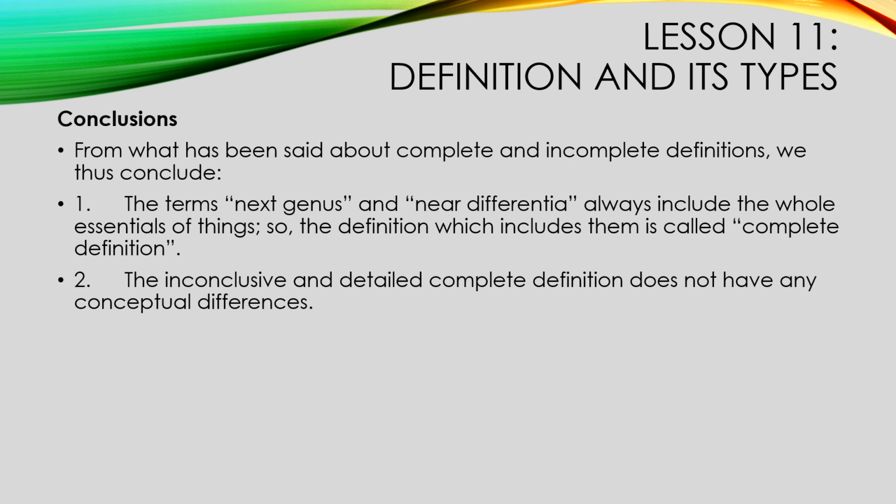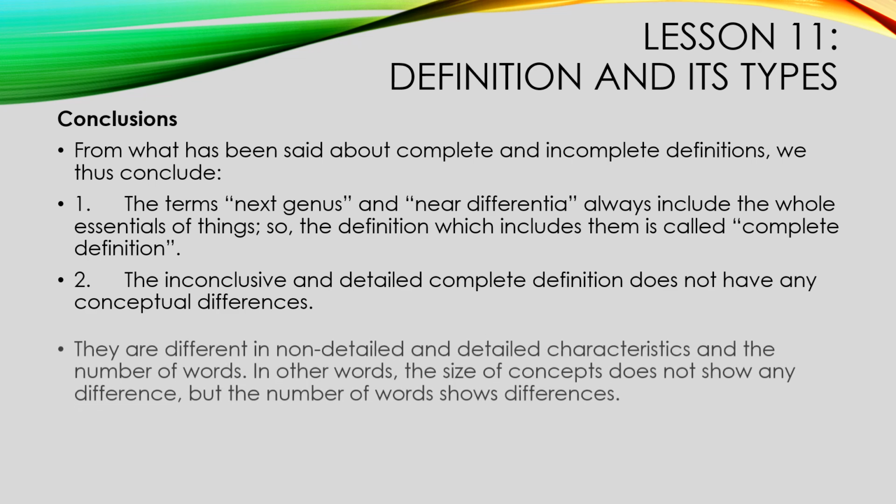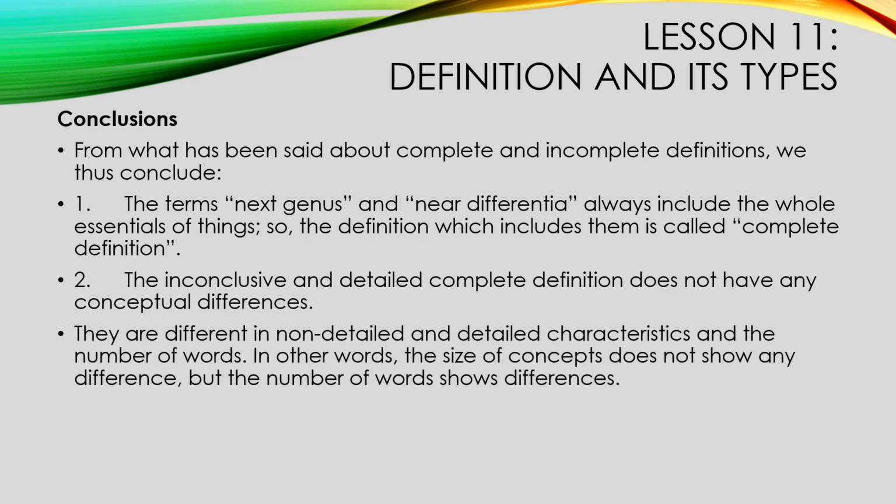Number 2, the inconclusive and detailed complete definition does not have any conceptual differences. They are different in non-detailed and detailed characteristics and the number of words. In other words, the size of concepts do not show any difference, but the number of words shows differences.